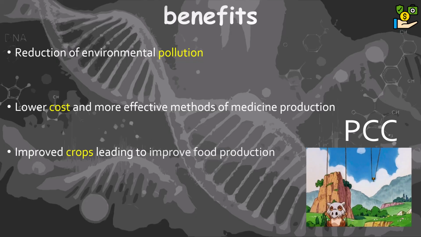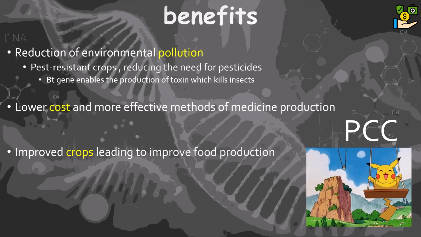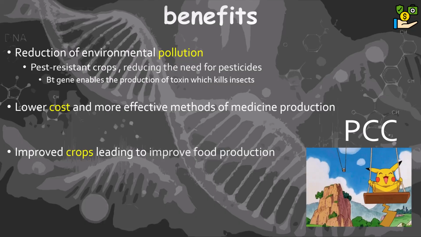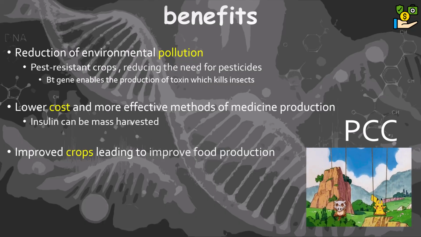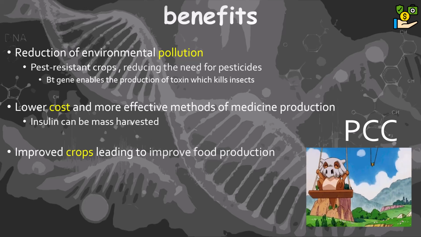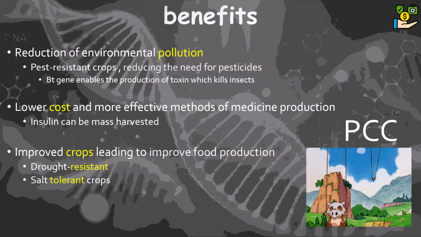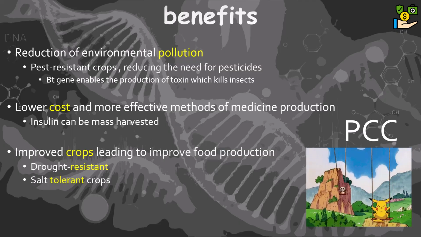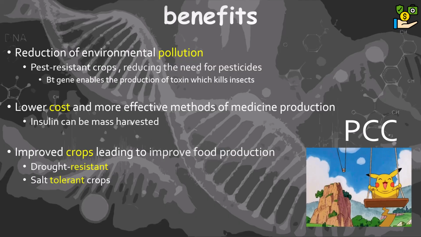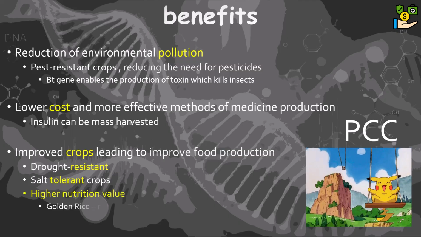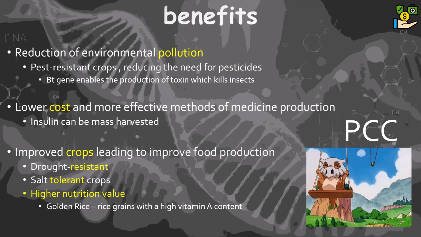Genetic engineering can produce crops that express toxic proteins, reducing the need for pesticides and preventing harmful bioamplification. Drugs such as insulin can be mass harvested, leading to lower costs. Genetically modified crops can improve food production as they can grow in more areas due to drought-resistance or ability to grow in areas where the soil has more salt. GM crops can also have higher nutritional value, as in the case of golden rice.